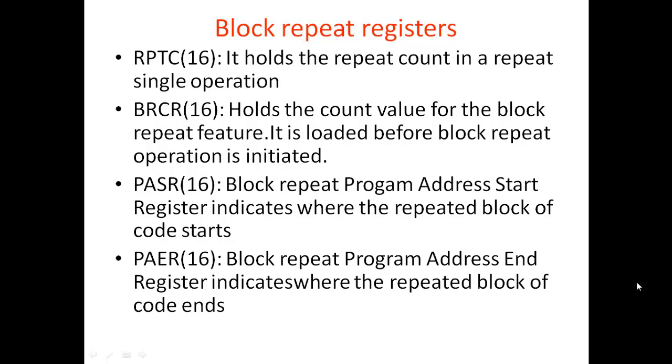BRCR holds the count value for the block repeat feature. This value is loaded before the block repeat operation is initiated. PASR, the block repeat program address start register, indicates the 16-bit address where the repeated block of code starts. PAER, the block repeat program address end register, indicates the 16-bit address where the repeated block of code ends.